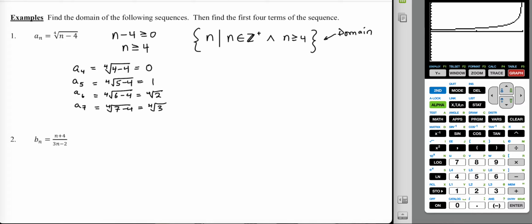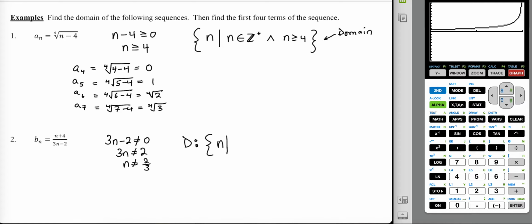Now, for B, or number 2, you see that there is no radical, but there is a denominator. So we would want that to not be equal to 0. So 3n minus 2, I don't want that to be equal to 0. So 3n can't be equal to 2, in which case n cannot be equal to 2/3. You'll see a lot of similarity when it comes to the domain. I'll forevermore write domain as d colon.